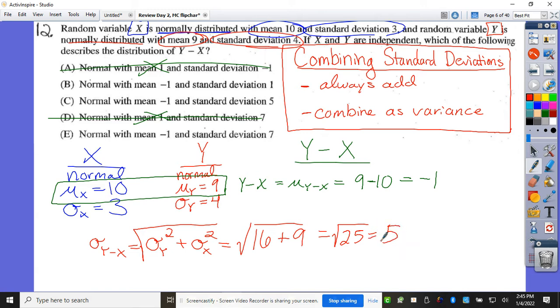If I put two standard deviations together, are they ever going to get smaller? No. So I have a standard deviation 3 and a standard deviation 4. If I put those two together, I can't get smaller. So even if you couldn't remember the rules, you could do 9 minus 10, and remember that part, you're down to 2 answers. The answer is C. So combining standard deviations, you always add combined with variance. Means always work exactly the way you think they would.